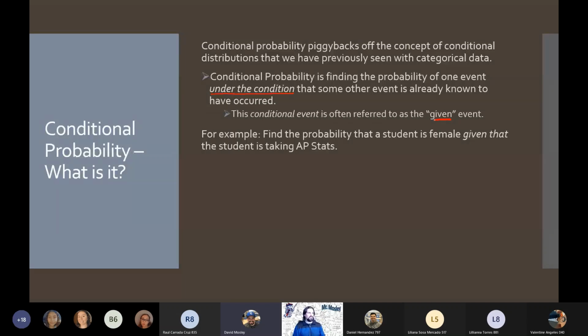So for example, if we're being asked to find the probability that a student is female, given that the student is taking AP Stats, the conditional event is that the student is taking AP Stats. We know that the only set of students I need to look at right now are students taking AP Stats. And of those students, we want to know the probability that the student is female. So when I have a conditional probability, I get to narrow down the population I'm looking at based on the condition. Rather than looking at the entire population, I get to look at a smaller portion because that's the only thing I need to consider. That's the condition.